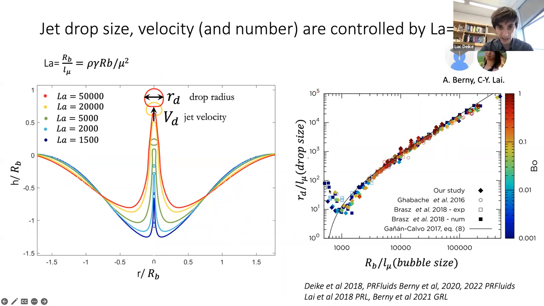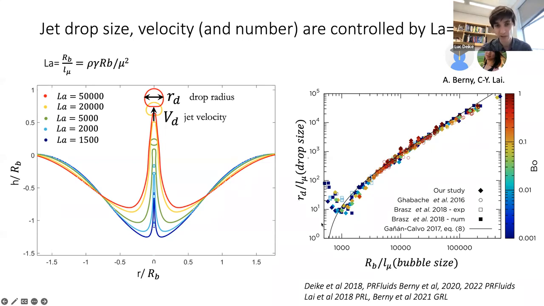And here you can see that you have a very small droplet compared to the bubble size. You can put all the data that exist in the literature into a single plot. If you plot the size of the drop as a function of the size of the bubble, normalized by this viscocapillary length, you have all the data on all of this range that goes from 1,000 to a few hundred thousand in terms of this ratio. So again, 1,000 is about 10 micron in water, and this is going to be about 3 millimeter in water. But all of these points of various colors correspond to different liquids.